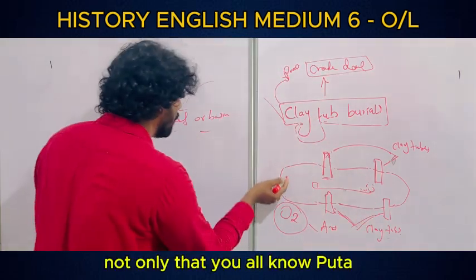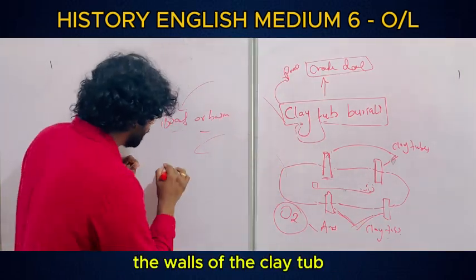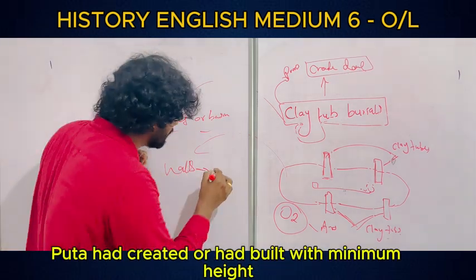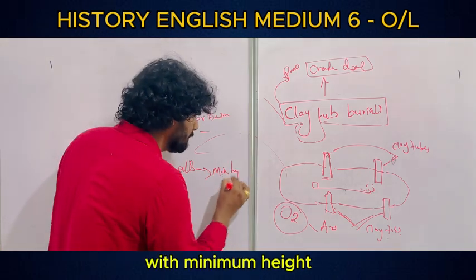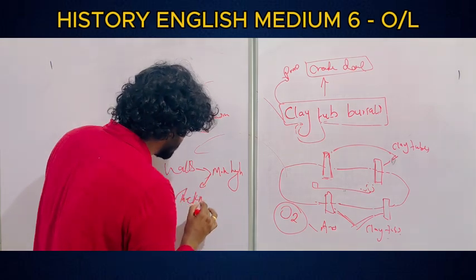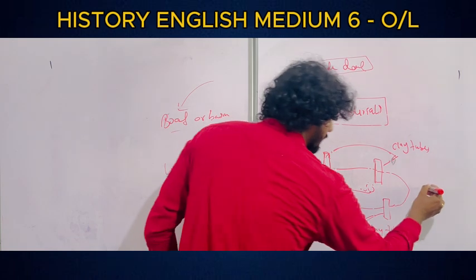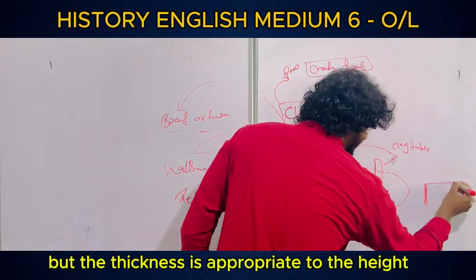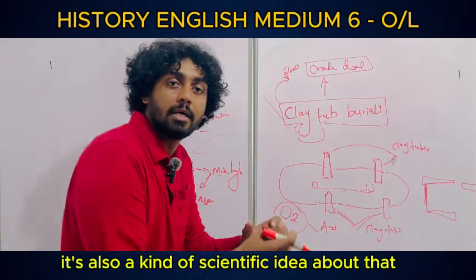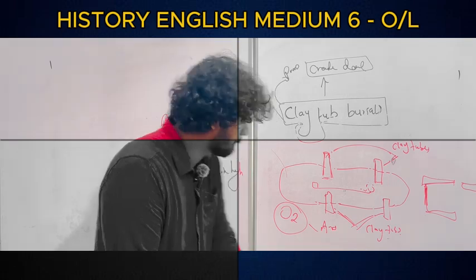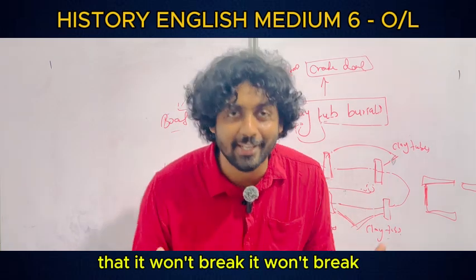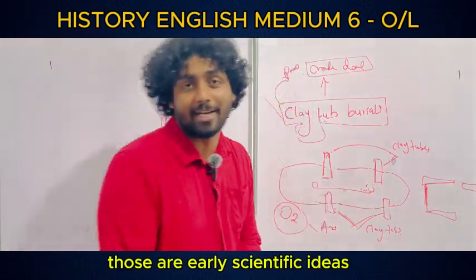Not only that, the walls of the clay tub were built with minimum height, with the appropriate thickness. The thickness is appropriate to the height. It is also a kind of scientific idea: minimum height with a thickness so that it won't break. Those are early scientific ideas.